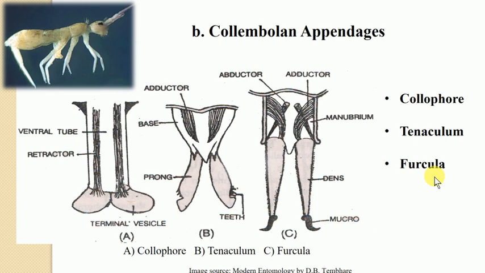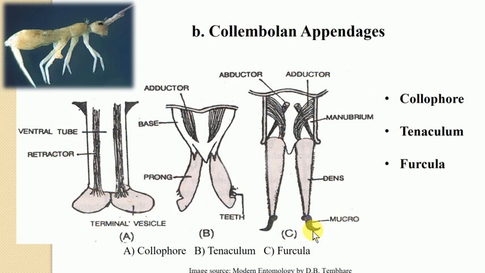Then the third one is a furcula. The furcula is again modified in the Collembolan insect. The fourth abdominal segment bears ventrally a springing or leaping organ. This leaping or springing organ is known as the furcula. It contains a basal median manubrium. So this is a basal region which is referred to as the manubrium, and a pair of arms. So these are the pair of arms, each of which is divided into a proximal long segment known as the dens, and a distal short segment.